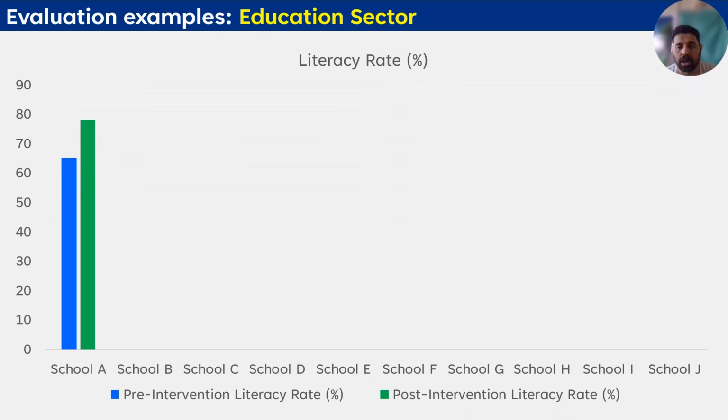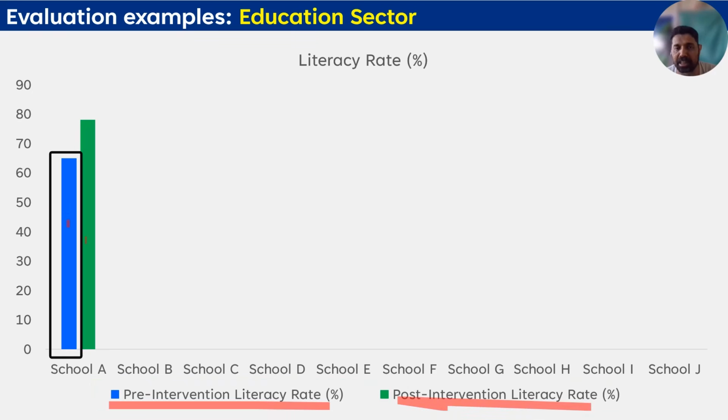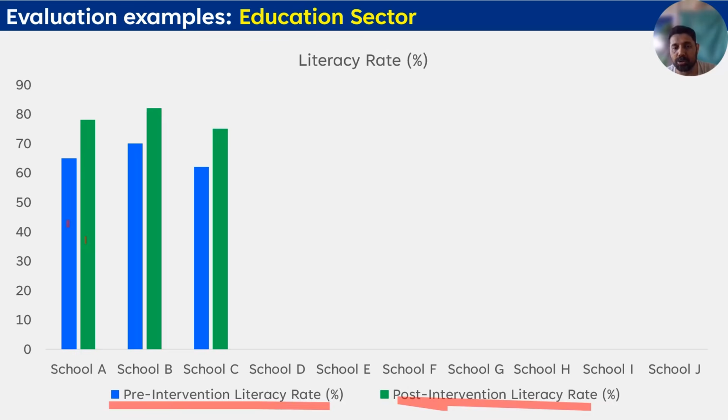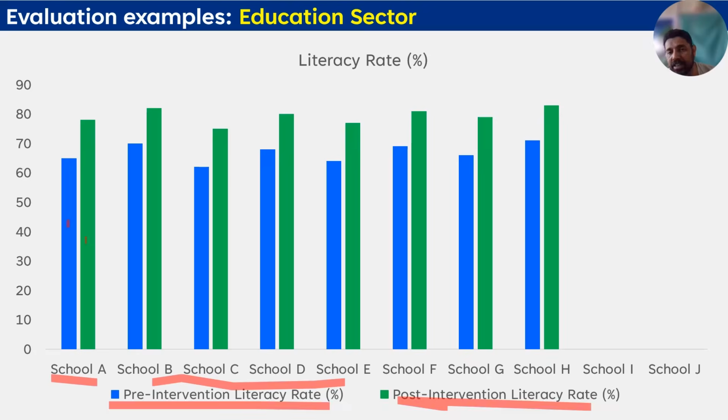You can also present the literacy rate pre-intervention and post-intervention. For example, this blue one is the pre-intervention and the green one is the post-intervention. So you can present data school-wise or district-wise or region-wise.